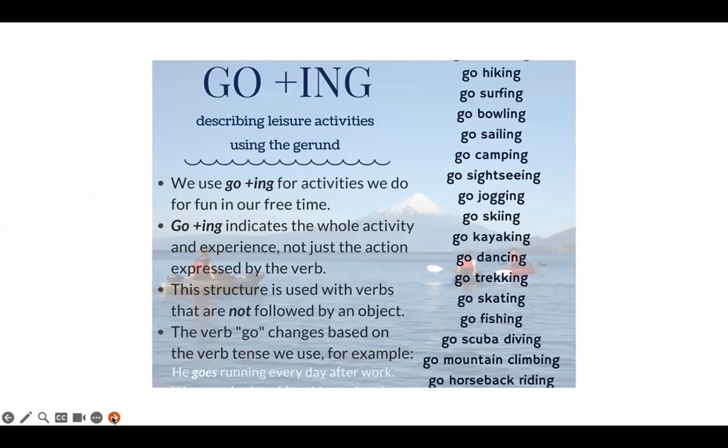Go plus ing. Esto es describing leisure activities, para describir actividades de ocio utilizando el gerundio, que es este, ing. We use go plus ing for activities we do for fun in our free time. Go plus ing indicates the whole activity and experience, not just the action expressed by the verb. Okay, pay attention to this. Indica toda la actividad y la experiencia, no solamente la acción expresada por el verbo, okay? This structure is used with verbs that are not followed by an object. That's what I was explaining. The verb go changes based on the verb tense we use.